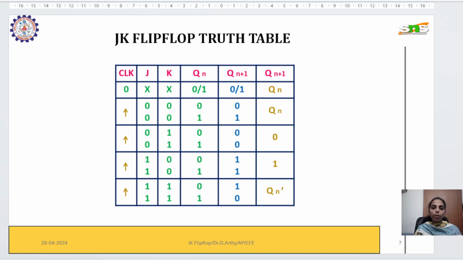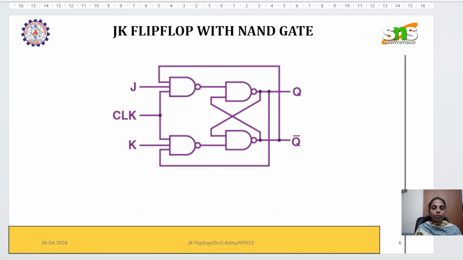This is the truth table of JK flip-flop. When the clock is 0, irrespective of whatever the input is, it retains the previous state. When J and K are 0, irrespective of the present state, right? The next state will be the same. That is, if present state is 0, next state also will be 0. If present state is 1, next state also will be 1. We can actually do this with the help of the circuit.